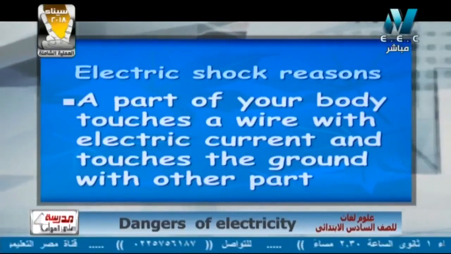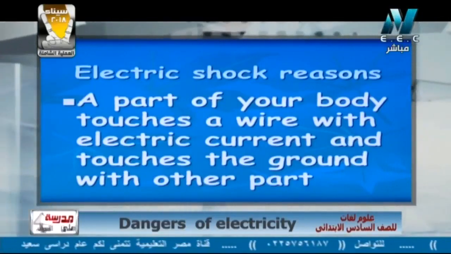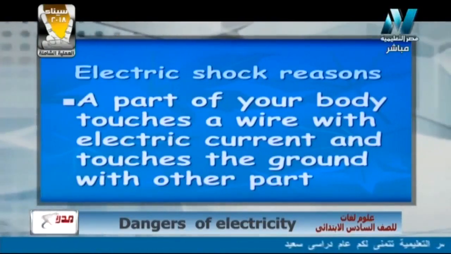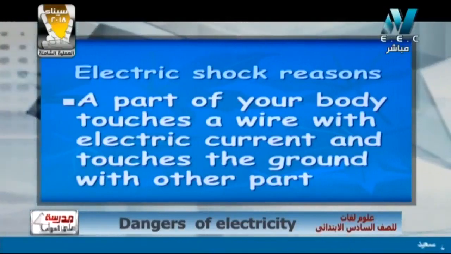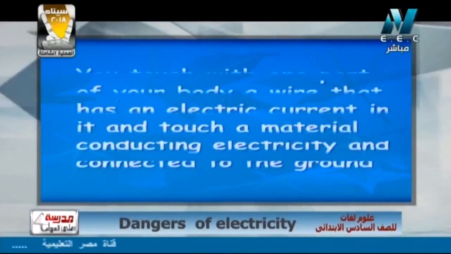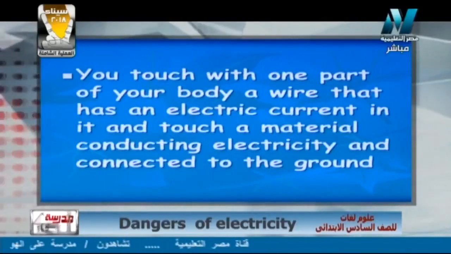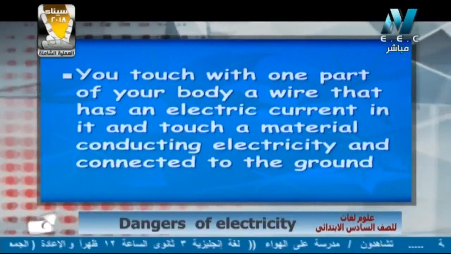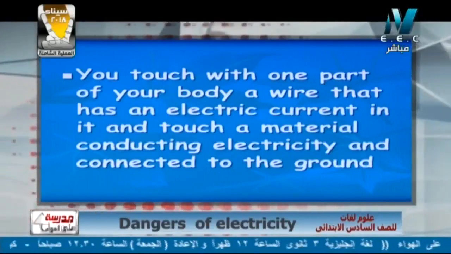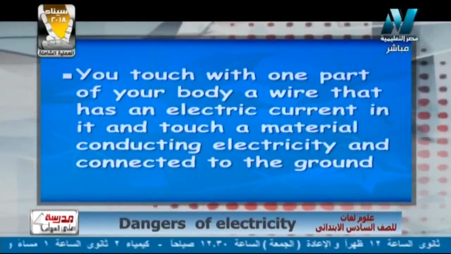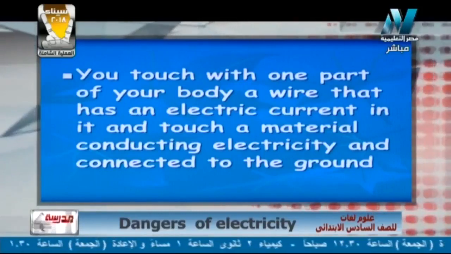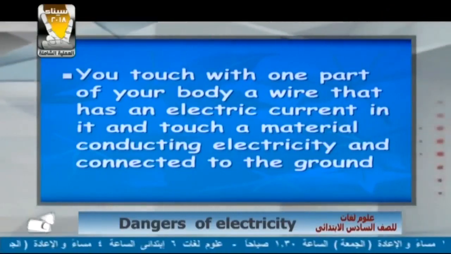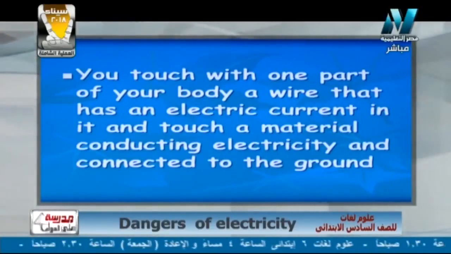So again, a part of your body touches a wire with the electric current and touches the ground with the other part. Another reason for the electric shock, you touch with one part of your body a wire that has electric current in it and touch a material conducting electricity and connected to the ground. يعني ممكن بقى ألمس سلك، وبساعتها مش هكون واقف على الأرض، هكون بلمس حاجة أو واقف على حاجة تانية، بس برضه هي conducting such as an iron chair، كرسي حديد مثلا، أو a metal chair، أي كرسي معدني. That will cause electric shock.